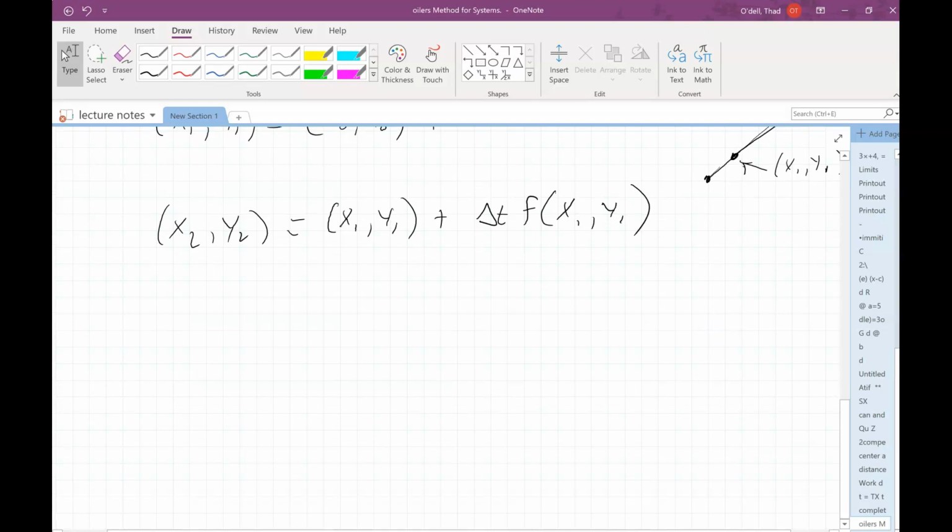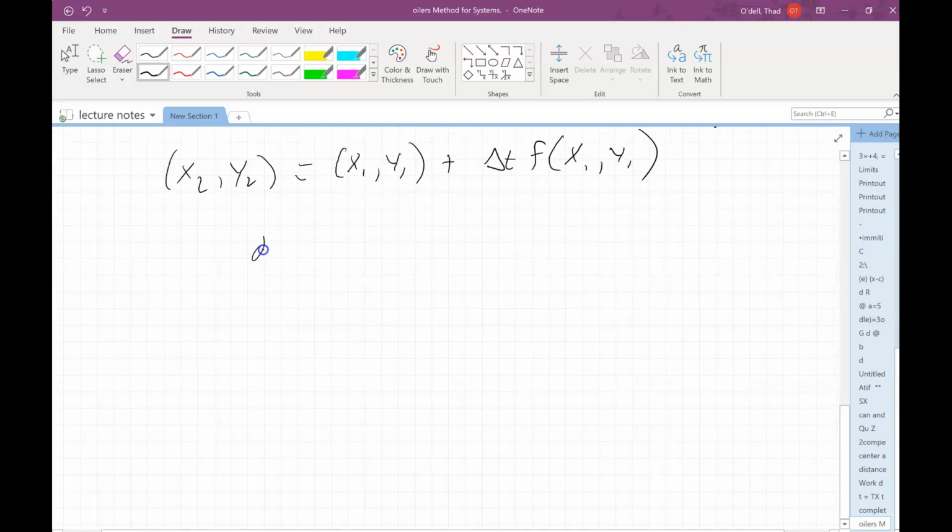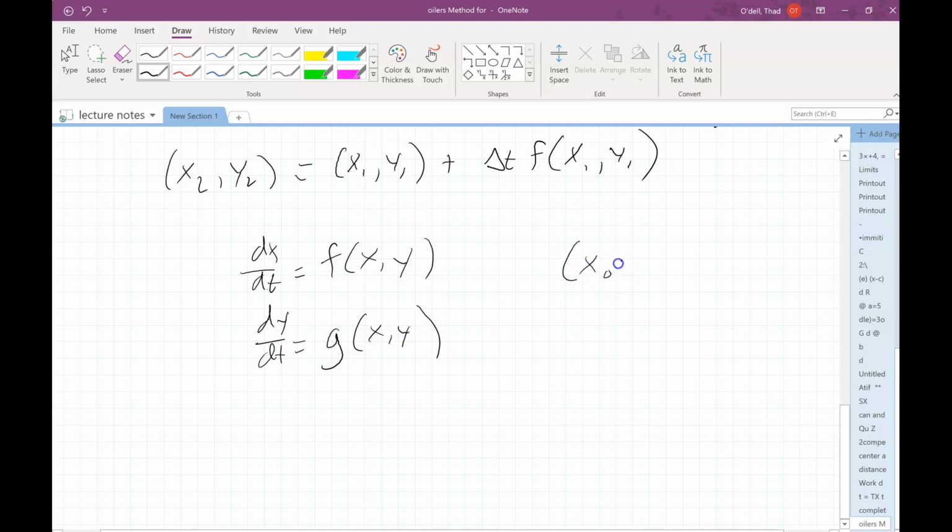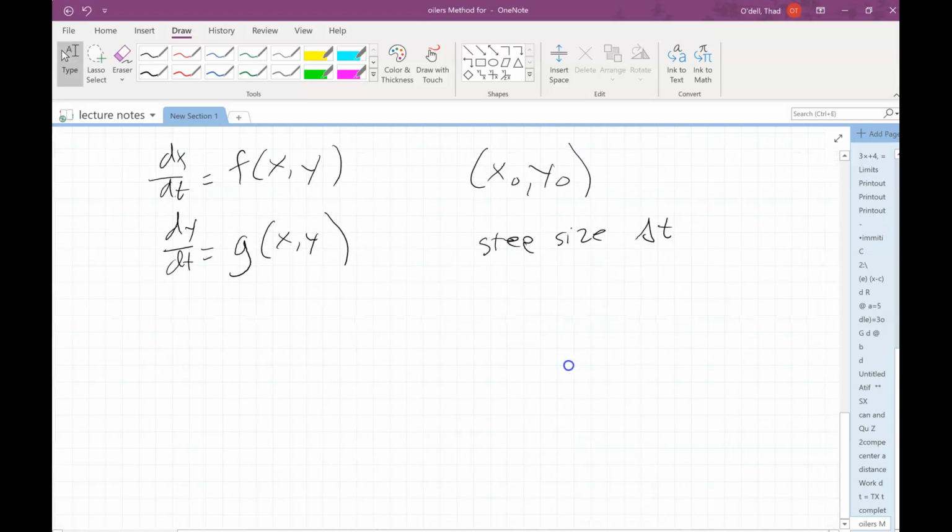But the way it works out actually is, if we have dx/dt equal to small f of x, y, and dy/dt equal to small g of x, y, and we have an initial value of x naught, y naught, and a step size of change in t, which is some small number, then we're going to say that there is a slope essentially. So we're kind of trying to connect it to what we did before.